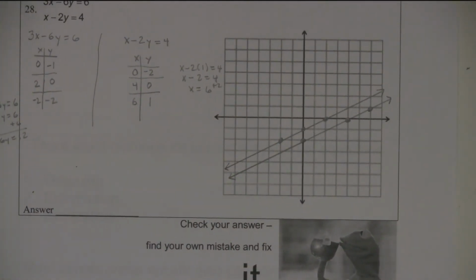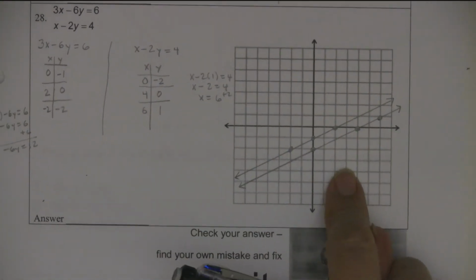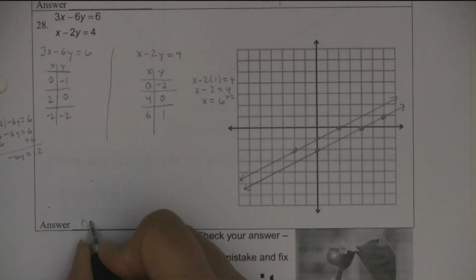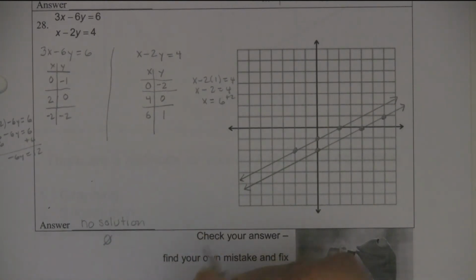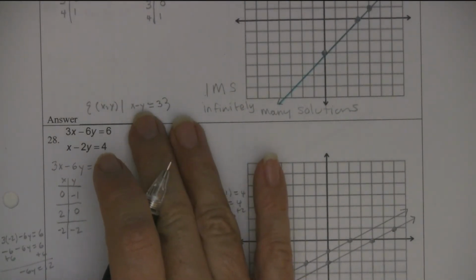So remember, we're looking for the solution that they have in common. And you probably notice, well, they don't cross each other. They have to cross each other in order to have a solution in common. And so since they don't ever cross each other, and the solution is where they would cross one another, there is no solution. Your book uses the symbol for no solution. It is not appropriate to use the symbol for all real numbers here as the answer.